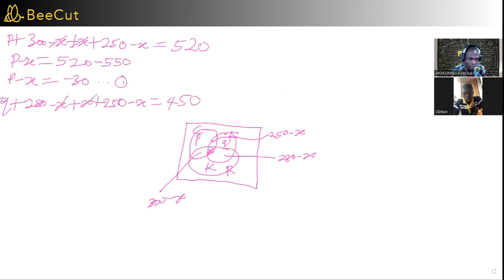So again, I can cross this. Then I can have Q minus X as well. So this is going to be Q minus X equal to 450. Q minus X equals 450 minus addition of 280 and 250, which is 510. So here I can say Q minus X equals 450 minus 550? That is negative 80. So that's my second equation. Now for the third one.